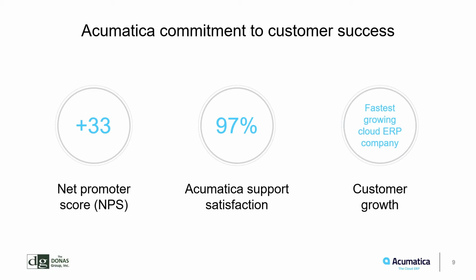In the 10+ years of Acumatica's existence, they have averaged 700 customers a year, or about 2 a day. The NPS plus Acumatica's high support satisfaction are reasons why Acumatica is the fastest growing cloud ERP company.